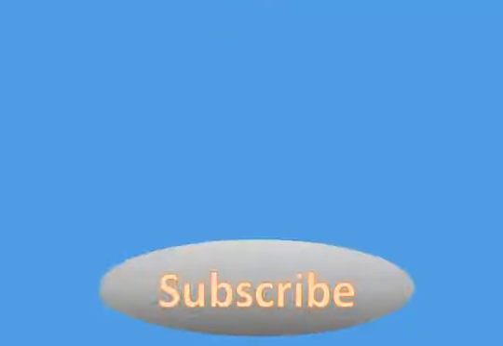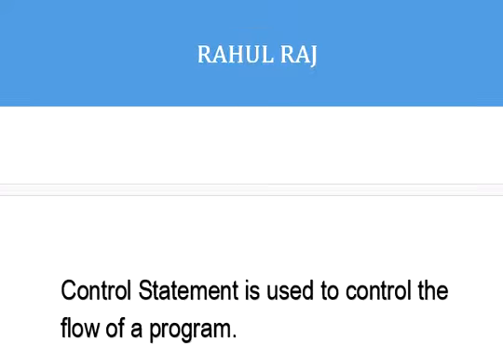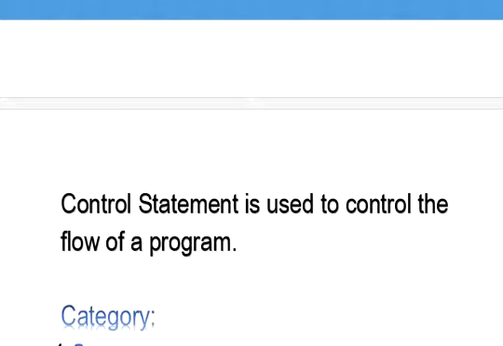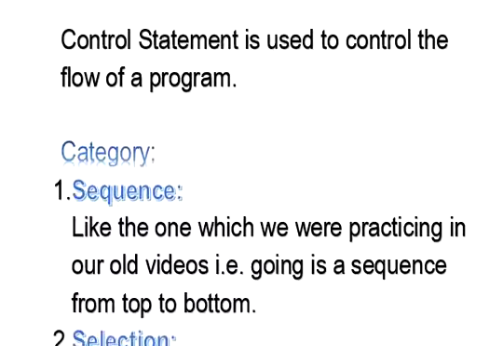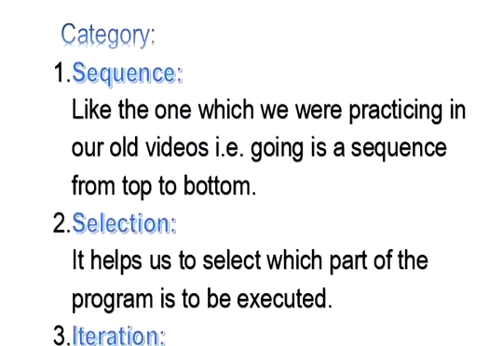Hey friends, in this video we will learn about control statements. What are control statements? Control statements are used to control the flow of a program, like how we want a program to go, what should be the output and how we will get the output. There are four categories of control statement.